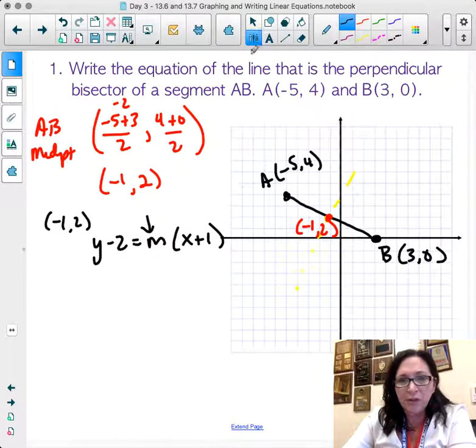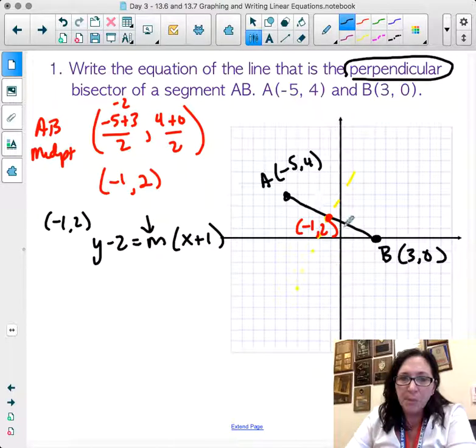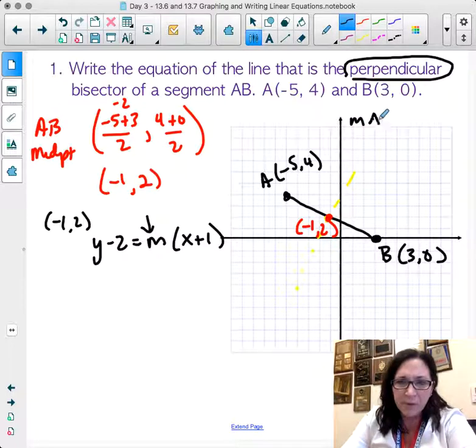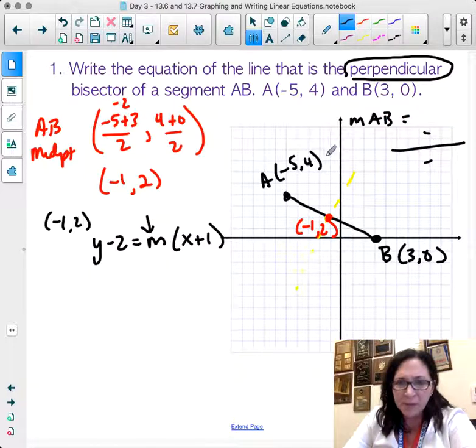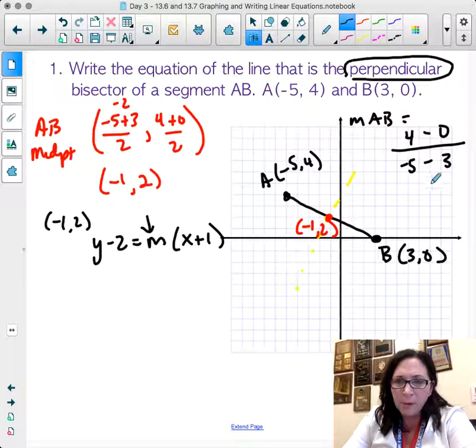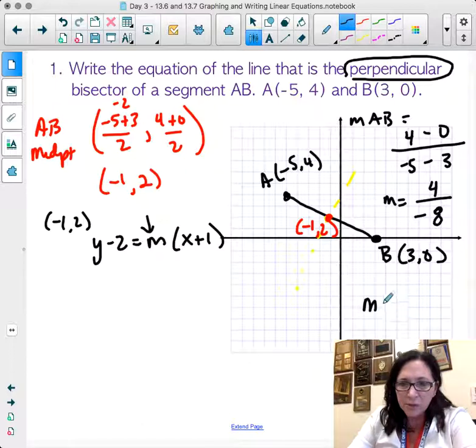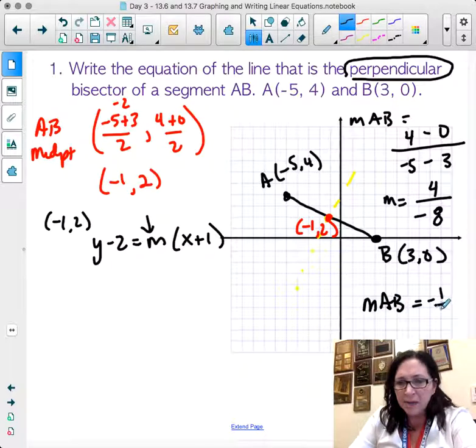Now, what you do need to know is that if it's perpendicular, this is the key word, then my slope is going to be the opposite reciprocal. So what I need to do is find the slope of AB. I'm going to subtract my y's over subtract my x's: 4 minus 0 over -5 minus 3. So 4 minus 0 is 4, and -5 minus 3 is -8. So the slope of AB is equal to -1/2.